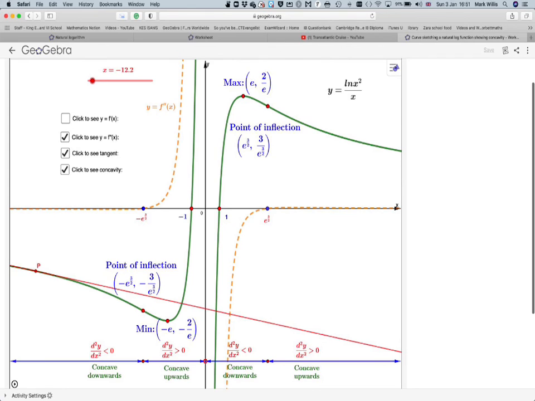So this GeoGebra app, I'll put in the notes of the video. I'll try and work out why it seemed to have lost a point there. There should be a point there.